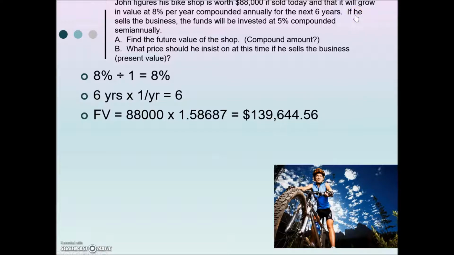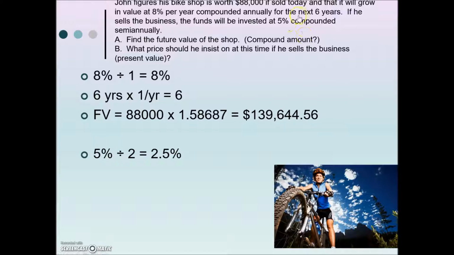We're going to treat this as though he sold it today and invested this money, and this is where the second part of this problem gives us the information that we'll use for this calculation. We want to determine today's price, translates into present value, as though that money was invested at 5% compounded semi-annually and grows to the future value of the business as though he had kept the business and not sold it.